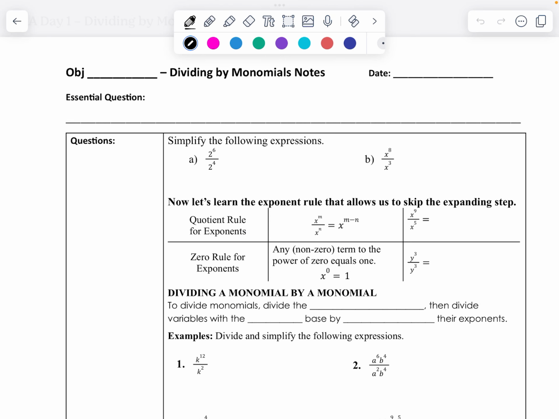Today we'll be learning how to divide monomials. We'll be learning the exponent rules for division. So the essential question is, how do I use the quotient rule to divide monomials?